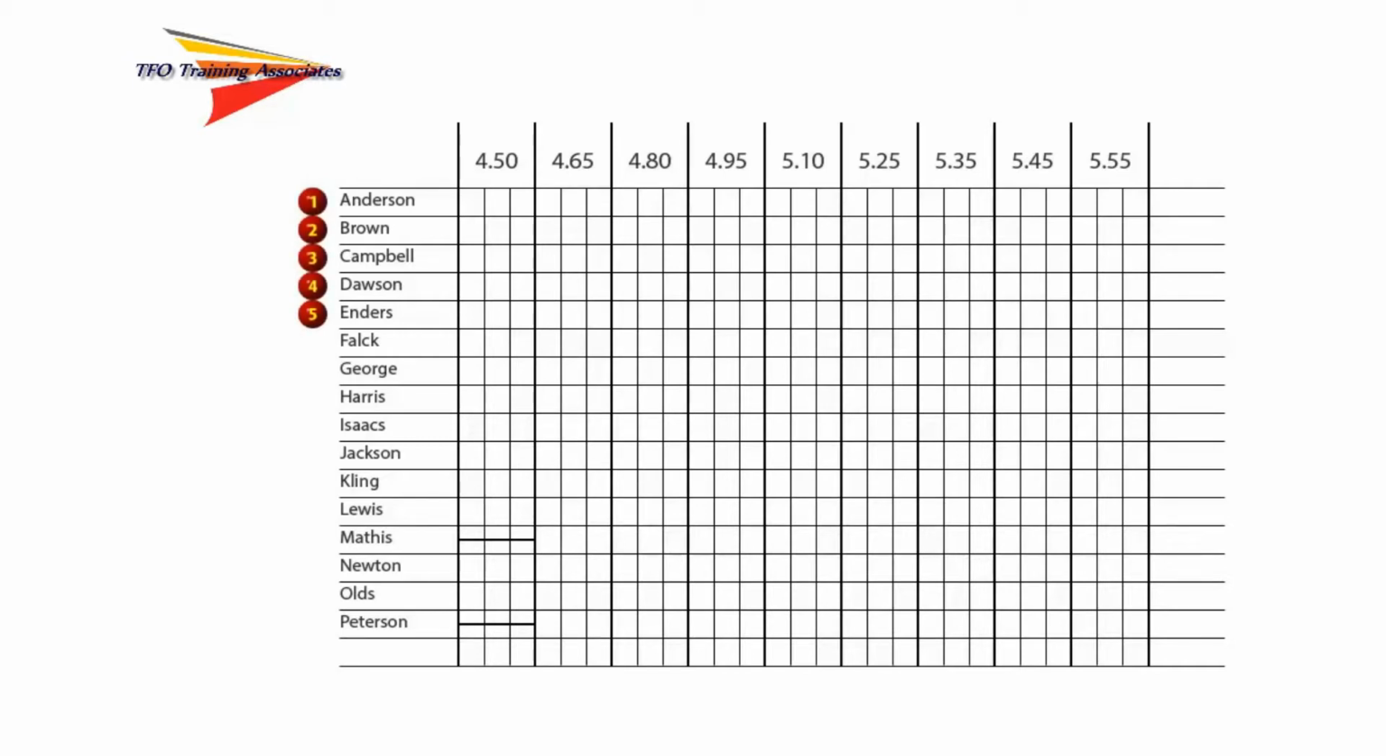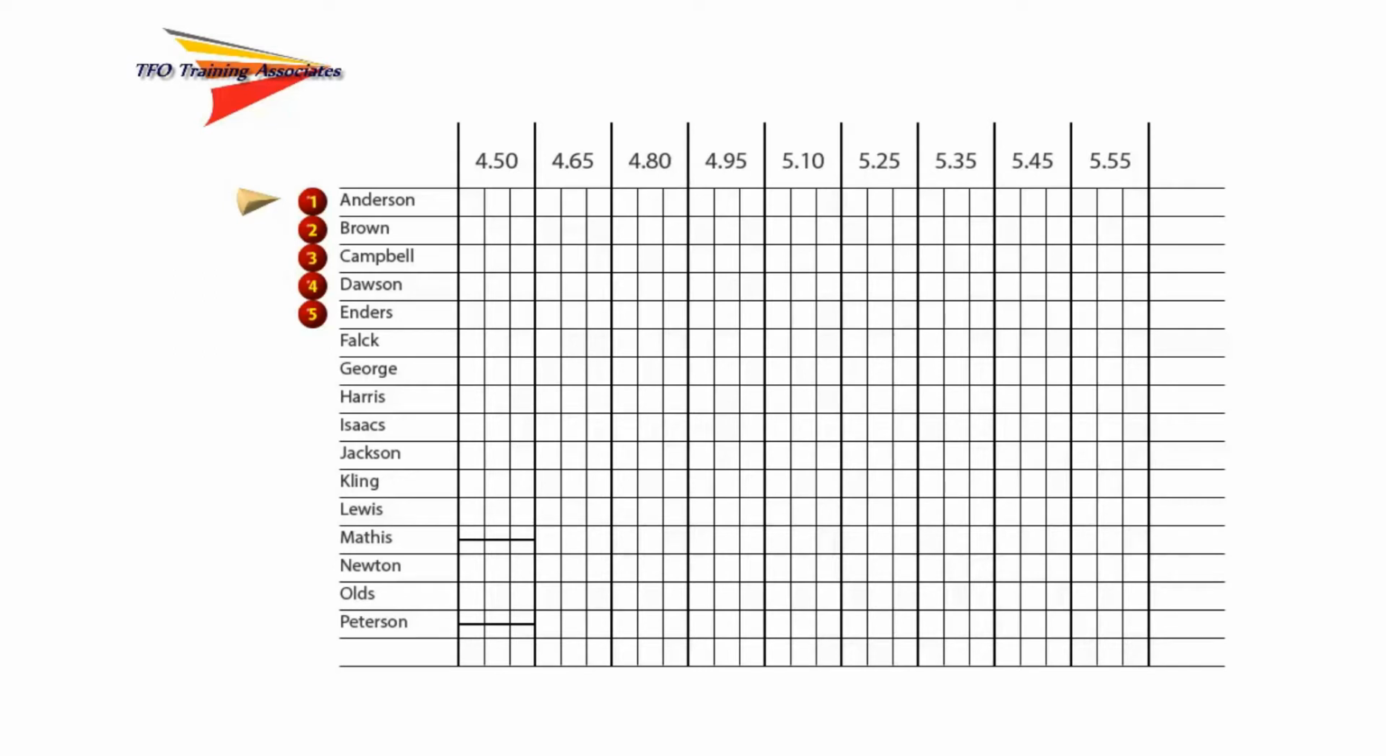Number the first 5 as shown. This will be the first live pool. You can use a marker of some kind to indicate which jumper is up, in this case, a yellow arrow. A good standard practice is to call the order of jumping. In this example, we would say Anderson is up, Brown is on deck, Campbell is on hold, followed by Dawson and Enders. This gives a complete list of the current live pool.